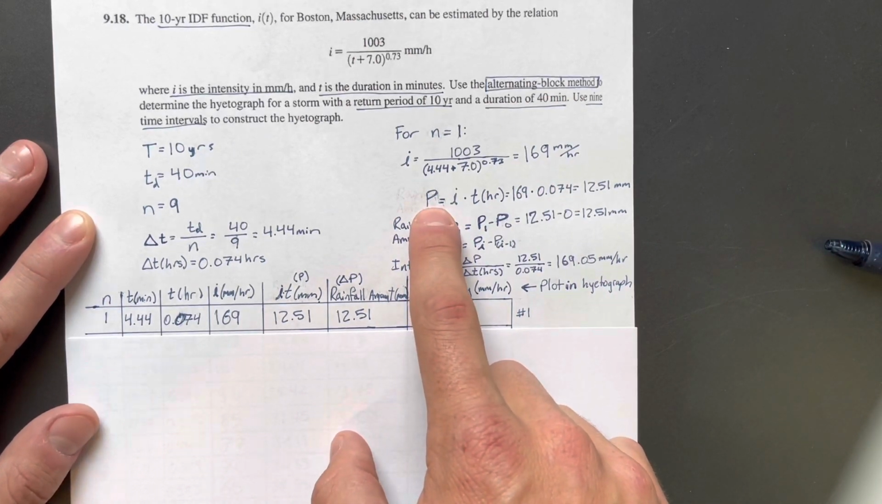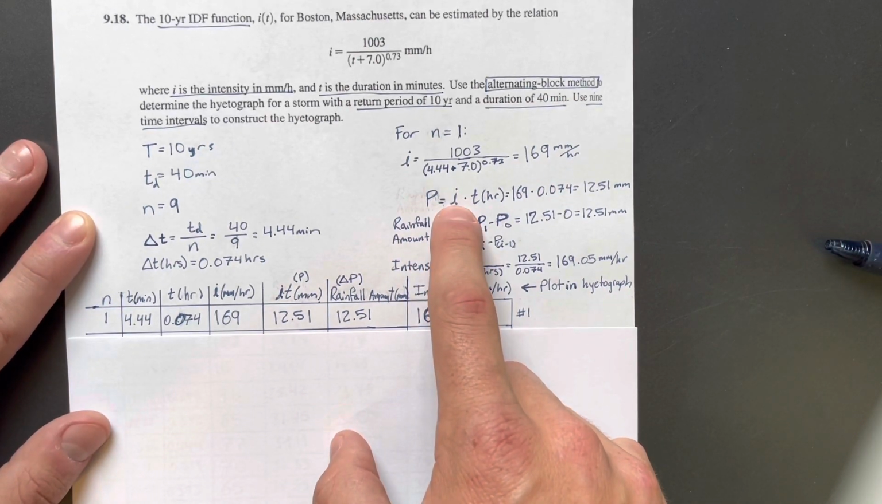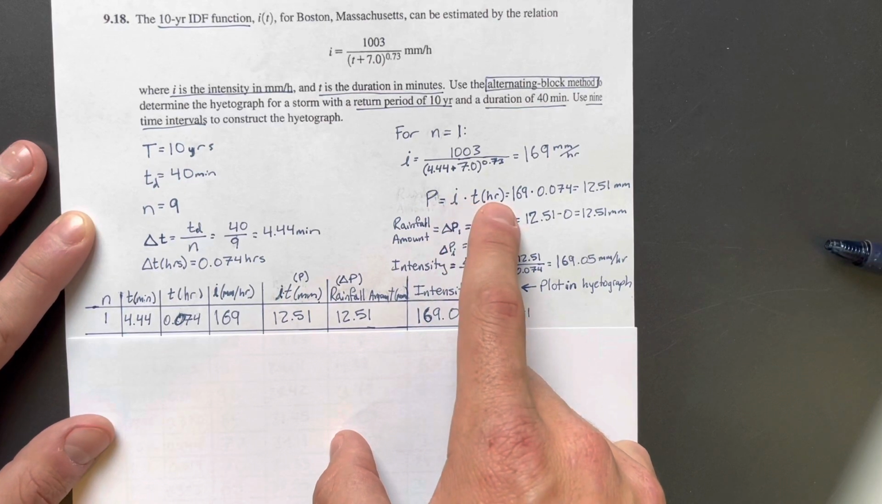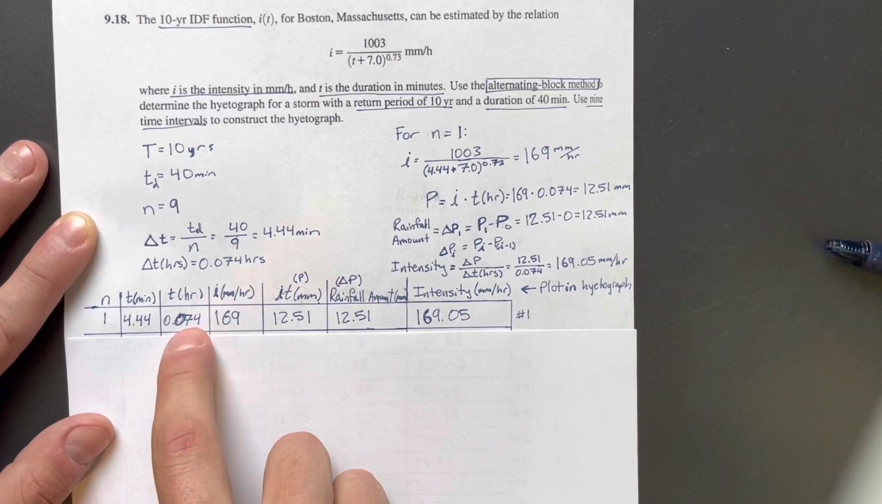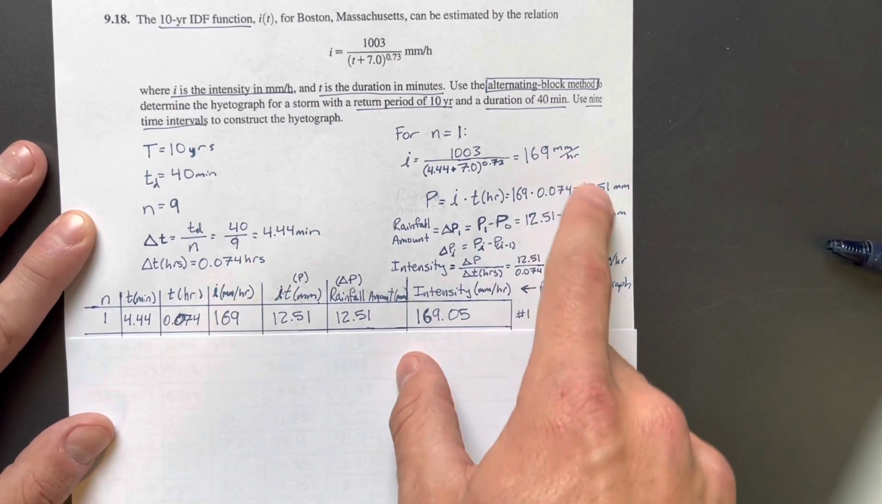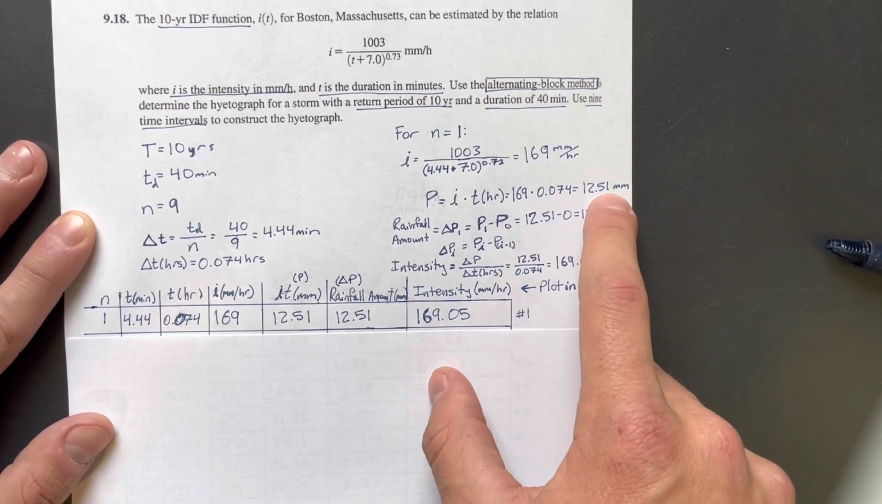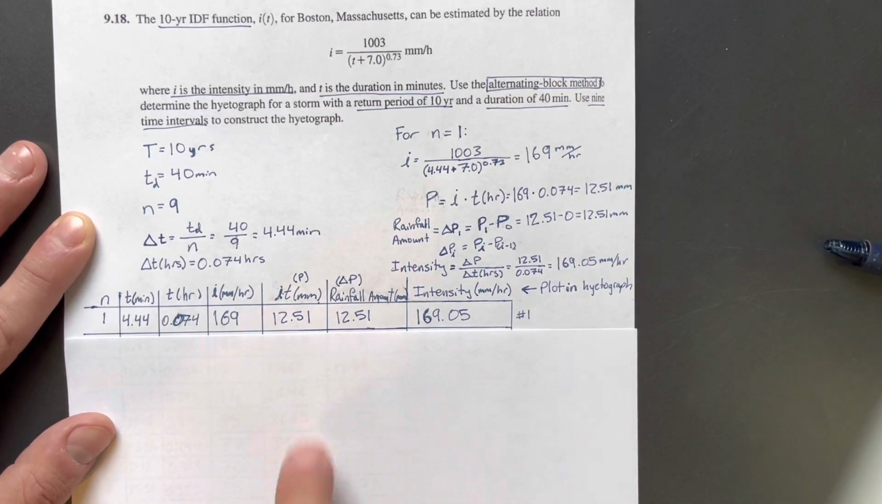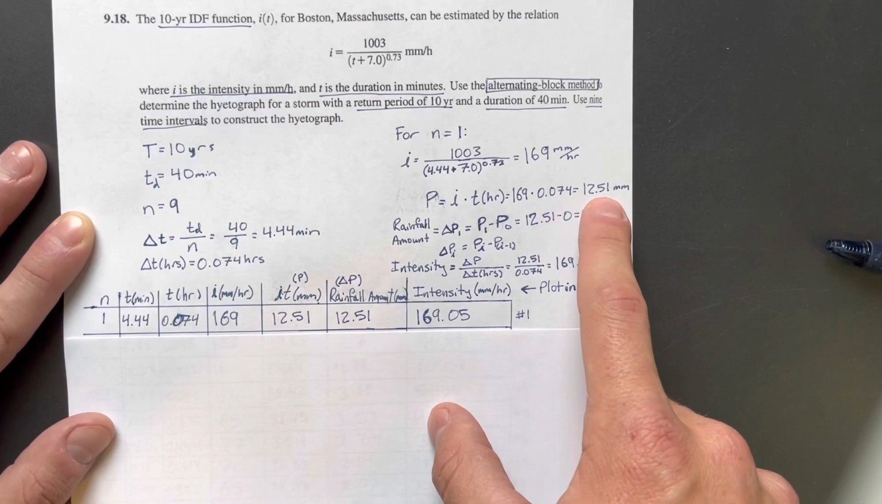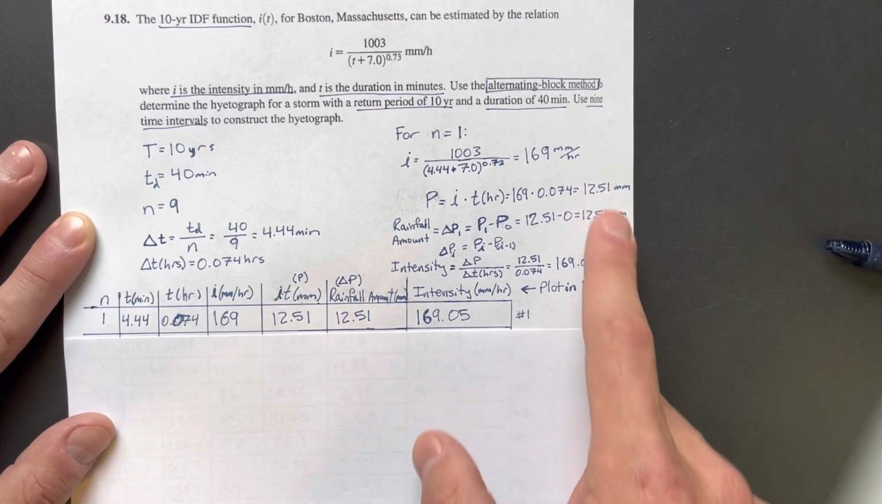To get your rainfall amount, you multiply your intensity times your time interval in hours, keeping your units the same, to get your value for a cumulative amount over all the intervals. For n=1, it's 12.51 millimeters.